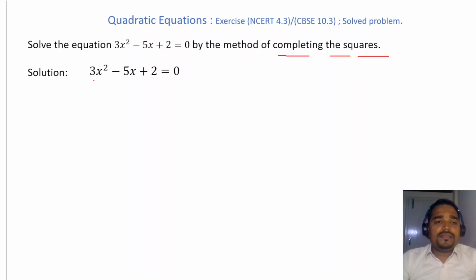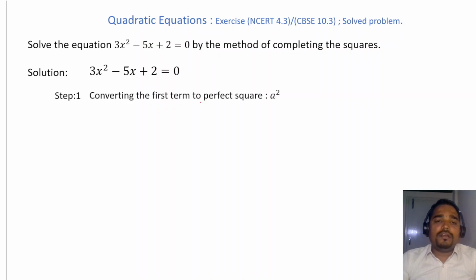Now, let's analyze the given equation. The given equation contains the first term as the x square term, the second term as an x term, and the third term is a constant term. That is, it looks like ax square plus bx plus c equals 0. Now, we will proceed with the first step. That is, we have to convert the first term of the given equation, that is 3x square, into a perfect square. So this 3x square can be converted into a perfect square by 2 different approaches.